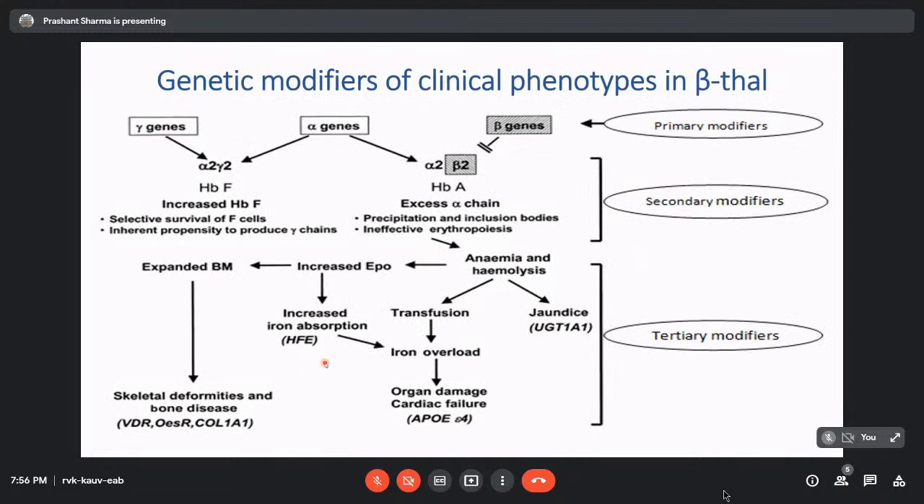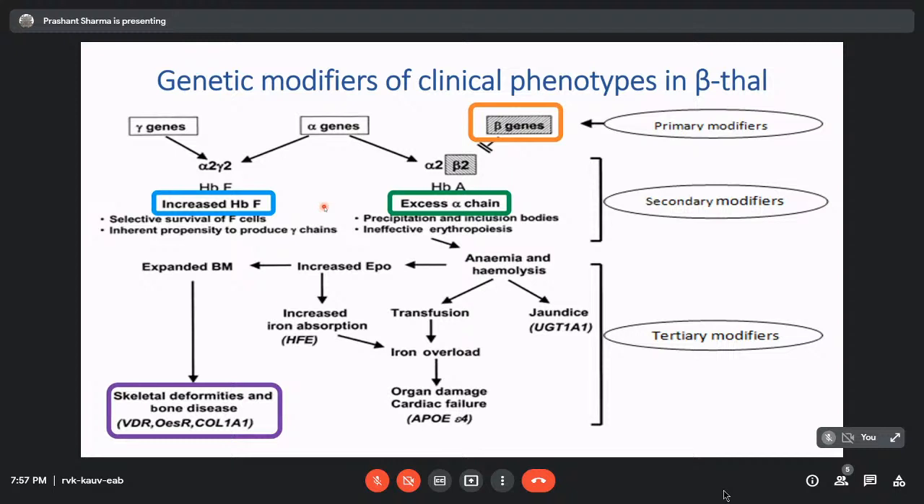The primary modifier of phenotype is the beta globin gene defect that the patient has inherited. That is the cause of his thalassemia, major or intermedia. And then we have alpha globin copy number as well as fetal hemoglobin levels, which are the secondary modifiers. They are less in importance than the primary modifier, but still of major importance. And then we have a lot of tertiary modifiers which influence specific complications. So we have the VDR, estrogen receptor, collagen receptor for bone disease, HFE for iron, ApoE for heart failure, and UGT1A1, which is the Gilbert as well as Crigler-Najjar gene for jaundice.